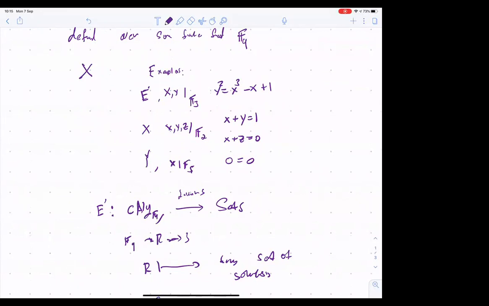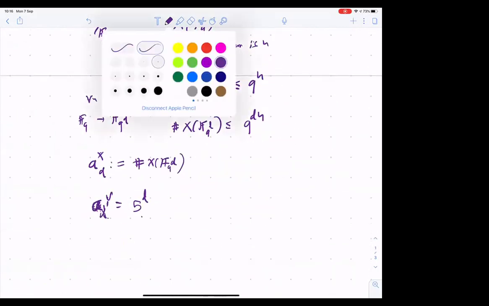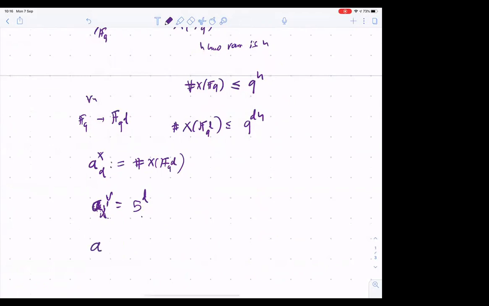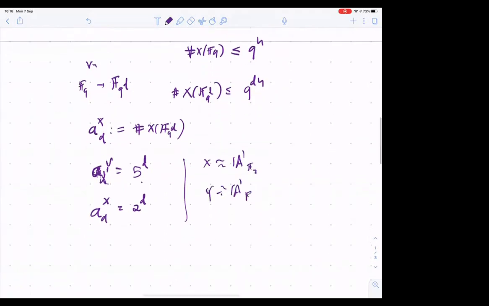So we have here a linear equation, x plus y equals 1, x plus z equals 0. This means that I can choose x however I want, and it will completely determine y and z. So once again, I get a very simple formula. This is 2 to the d. A little bit more algebraically minded, x is isomorphic to A1 over F2, and y is isomorphic to A1 over F5. And this property of how many points is invariant under isomorphism.